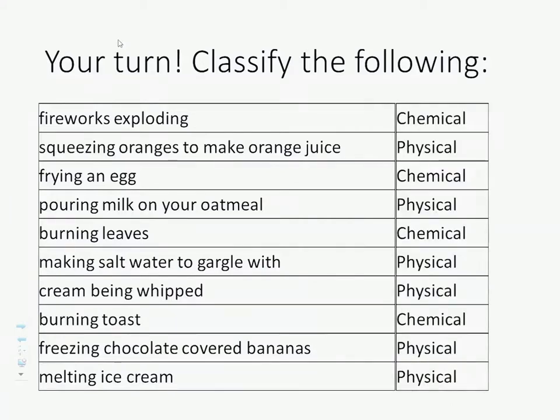Here are the answers. Fireworks exploding, why is that a chemical change? Because you've got different light emitted. Light is a great example of a chemical change. That light is actually the reaction of the emission of the different particles as they're losing energy, basically. Okay. Squeezing oranges to make orange juice. You squeeze them. Okay. You separated the liquid from the pulp from the rest of the orange, but you did not change the molecular structure, so it has to be physical. Frying an egg.